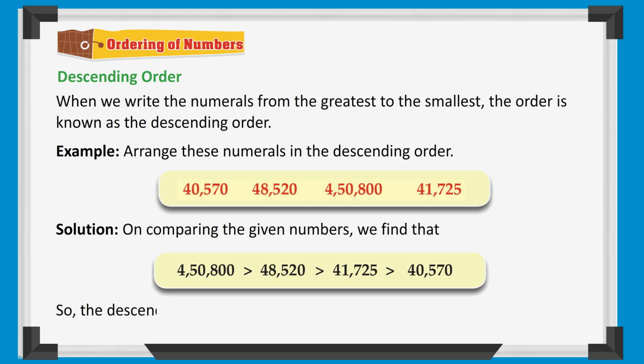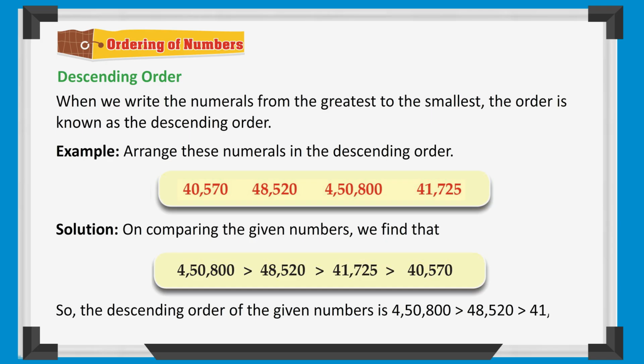So, the descending order of the given numbers is 4,50,800 greater than 48,520, greater than 41,725, greater than 40,570.